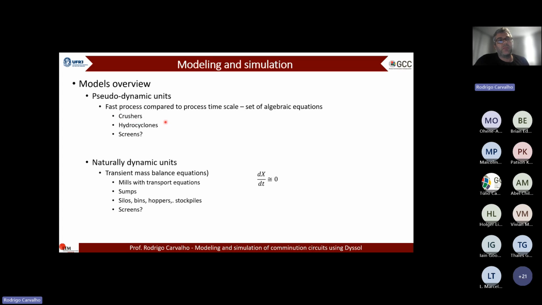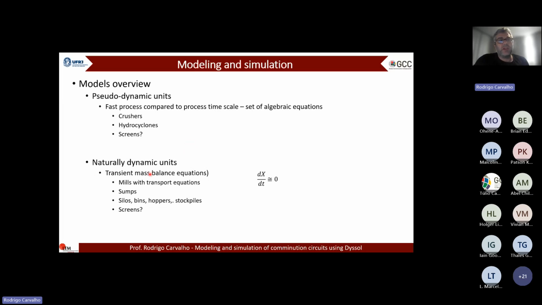So we can say that crushers perform like that, and hydrocyclones have fast dynamics, so when simulating a circuit scheme, they can be considered as instant processes. In the case of screens, there may be some dynamics here. Some approaches consider screens with a residence time, so they can retain material for a bit longer, but they can also be modeled as instant, for example, as just a single partition curve using the well-known Karra or some type of Karra model.